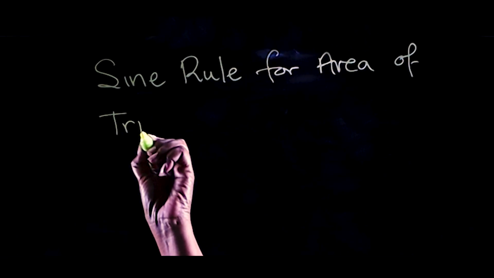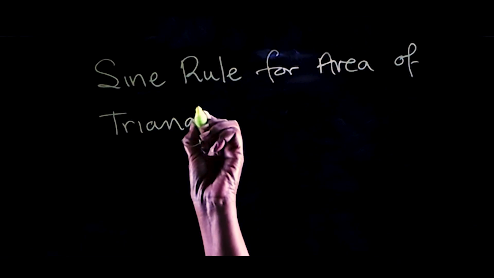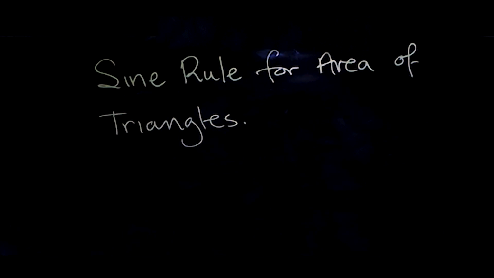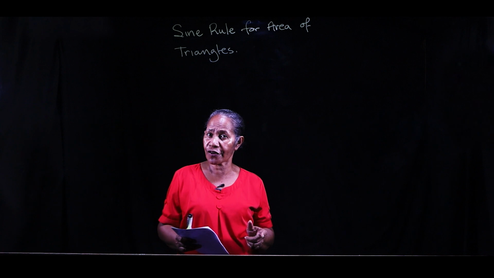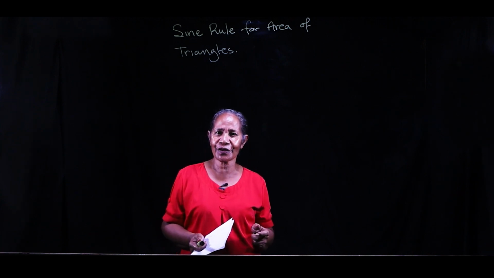In our previous lesson on trigonometry, we looked at the cosine rule. In our lesson today, we are still going to be on trigonometry, but we are going to be using the sine rule to find the area of a non-right angle triangle. So our topic for today is the sine rule for the area of a triangle, and the triangles are non-right angle triangles.